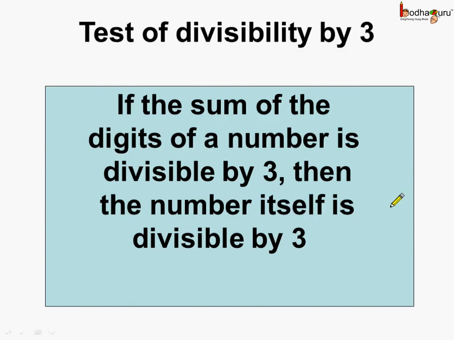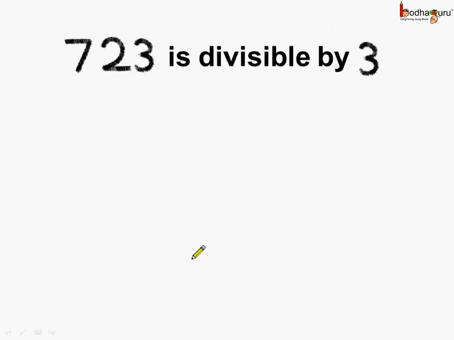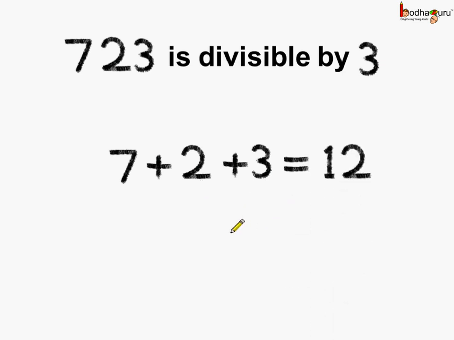So, to test whether a number is divisible by 3, what can we say? If the sum of the digits of a number is divisible by 3, then the number itself is divisible by 3. Let us try another number to check if it is divisible by 3. 723. What can we do? We'll add the digits of this number. 7 plus 2 plus 3, and this is equal to 12.